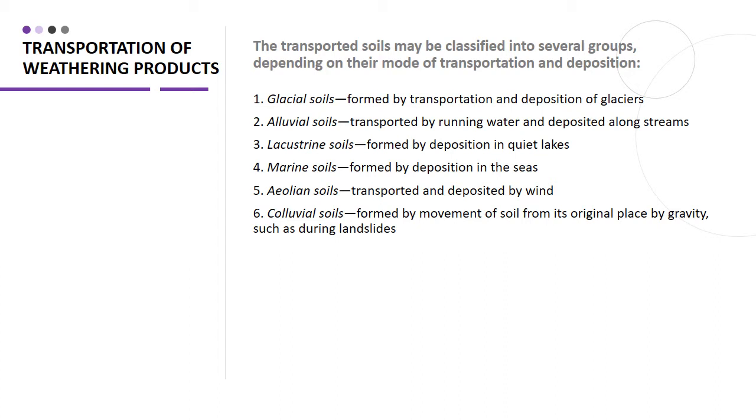Marine soils formed by deposition in the seas. Aeolian soils transported and deposited by wind. And last one, we have the colluvial soils. They are formed by movement of soil from its origin place by gravity, such as during landslides.